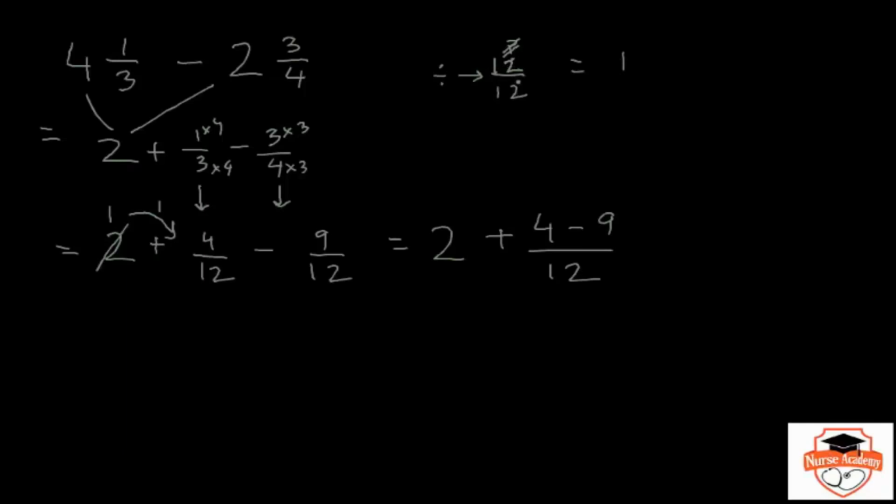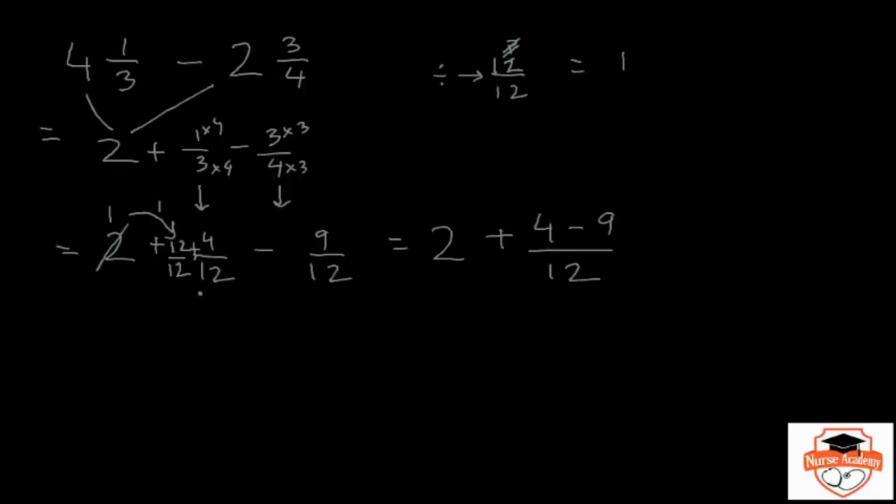In other words, think in pizza terms. You cut a pizza into 12 equal parts. You want to eat the 1 whole pizza. So you're going to eat all 12 pieces. So 12 over 12 is 1. Back to here. So the 2 changes to a 1. It has lent 1 whole to this 4/12. And this 4/12 is going to take this 1 whole as a 12 over 12.